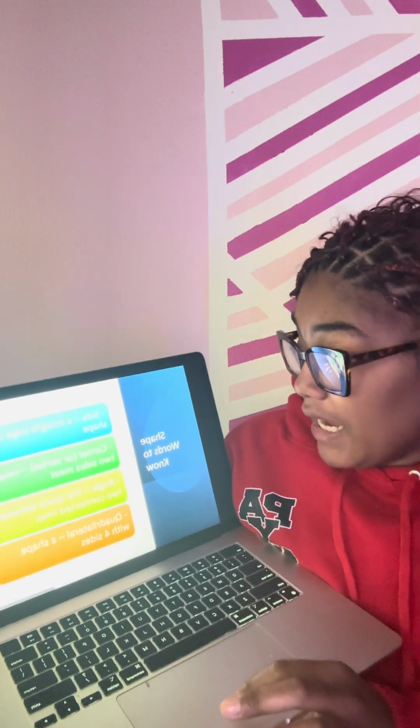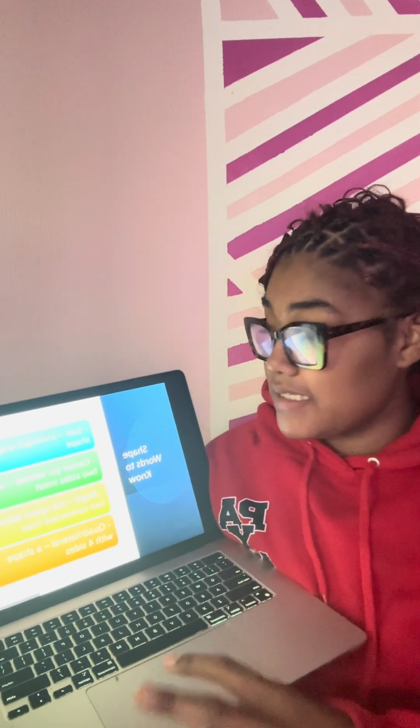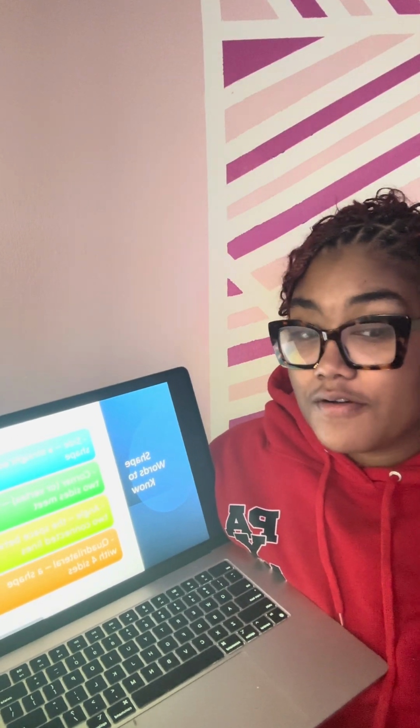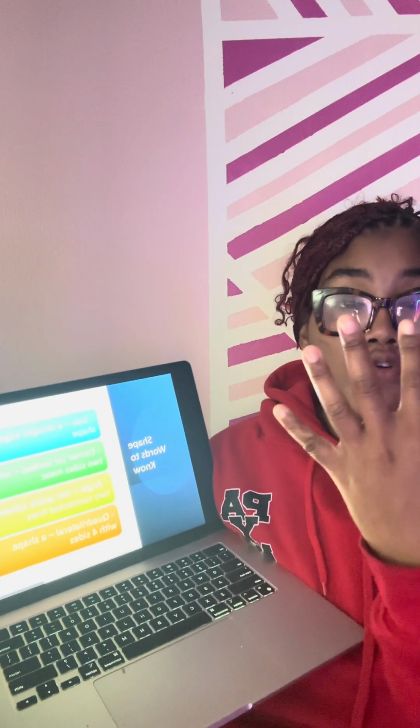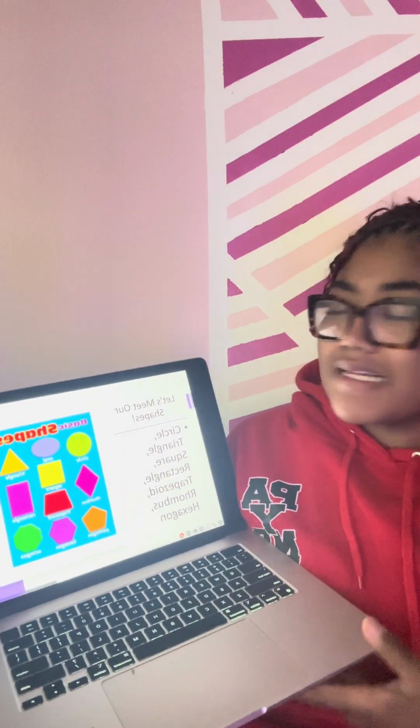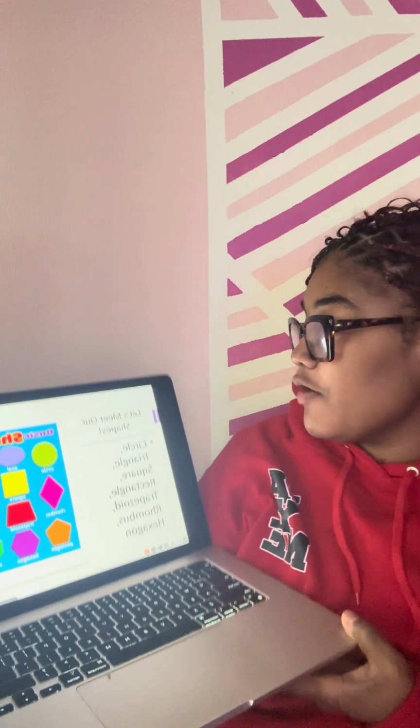Quadrilateral, a shape with 4 sides. I didn't hear that one, guys. Quadrilateral, a shape with 4 sides. Good job. So let's meet our shapes, shall we?